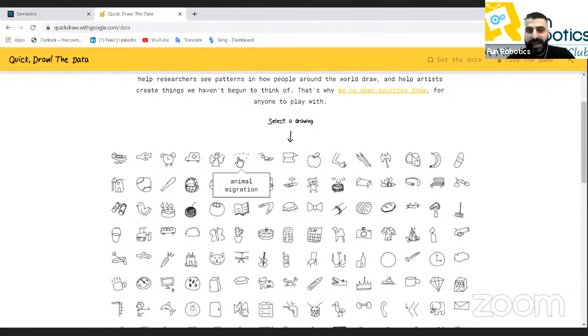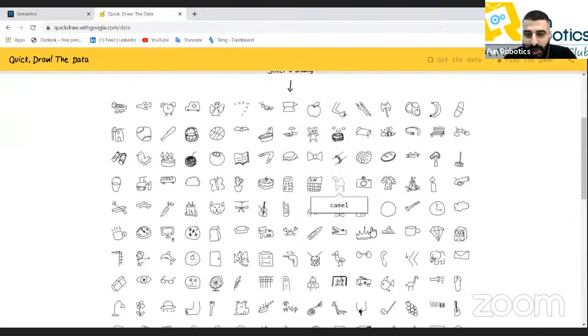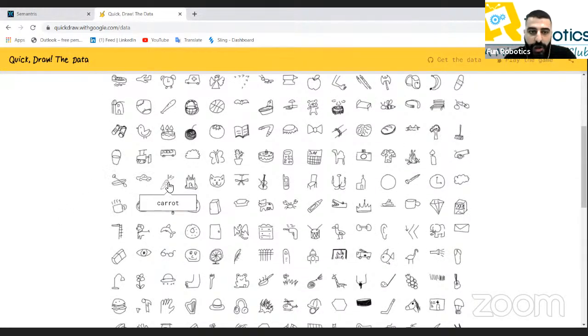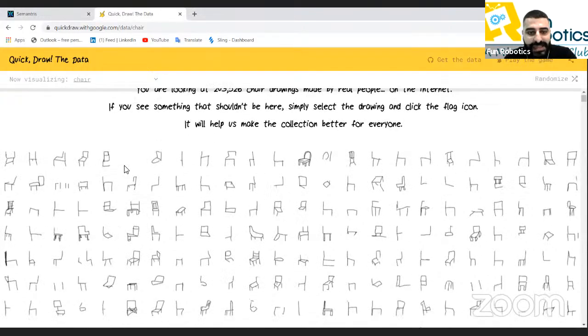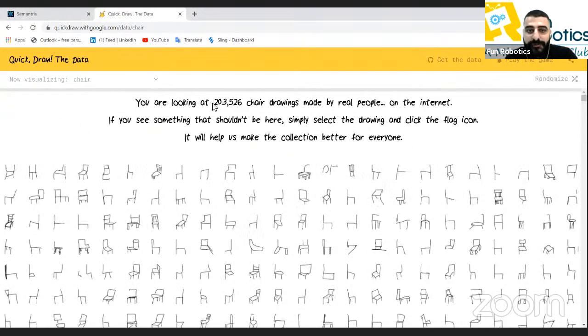So as I've just played, you saw I drew a hammer and all that. It saves this drawing to use it later on. For instance, QuickDraw can guess all these different objects: car, carrot, castle, or chair. If I click on chair right here, I'll see thousands and thousands of images of chairs. As a matter of fact, there's 200,000 plus chair drawings made by real people.